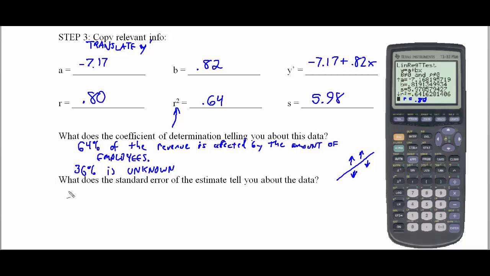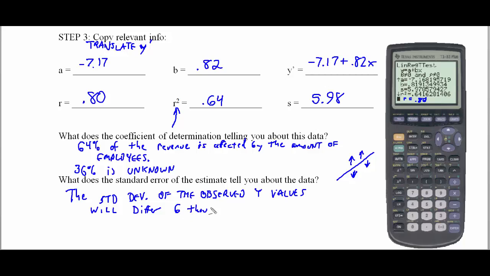So what this means is that the standard deviation of the observed y values will differ $6,000, since we're talking about money, away from the y prime line.